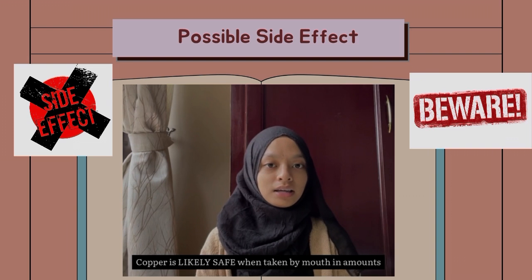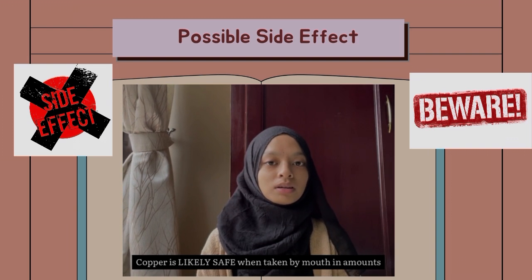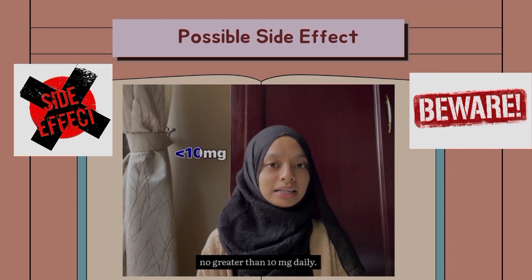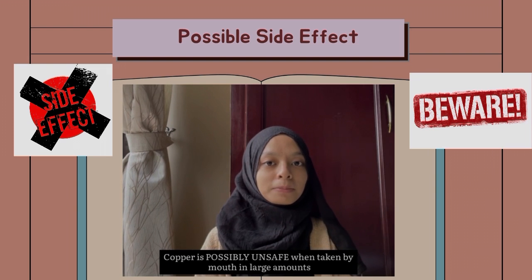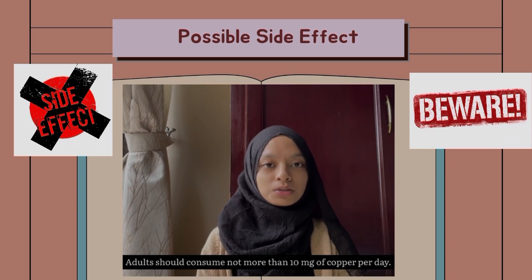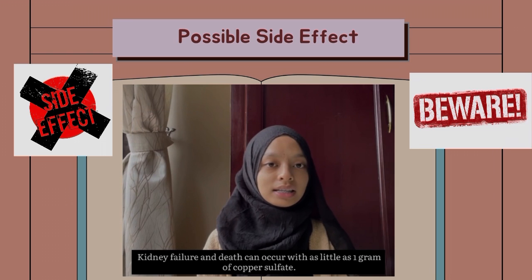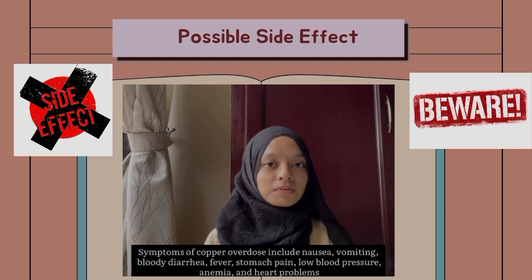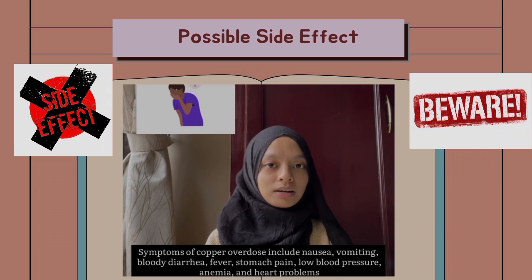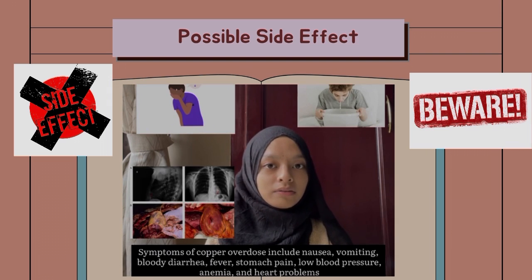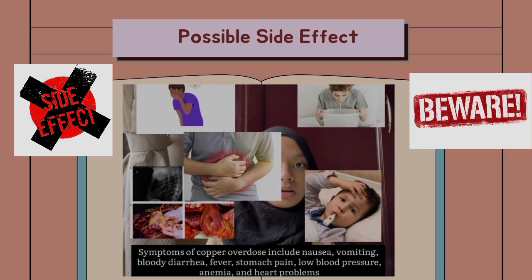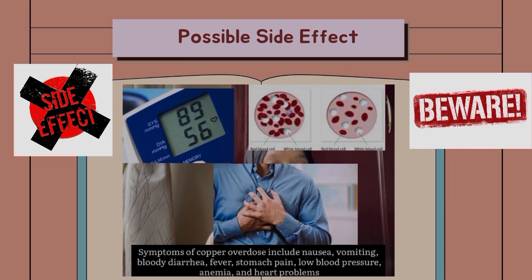Copper is likely safe when taken by mouth in amounts no greater than 10 mg daily. Copper is possibly unsafe when taken by mouth in large amounts. Adults should not consume more than 10 mg of copper per day. Kidney failure and death can occur with as little as 1 gram of copper sulfate. Symptoms of copper overdose include nausea, vomiting, bloody diarrhea, fever, stomach pain, low blood pressure, anemia, and heart problems.